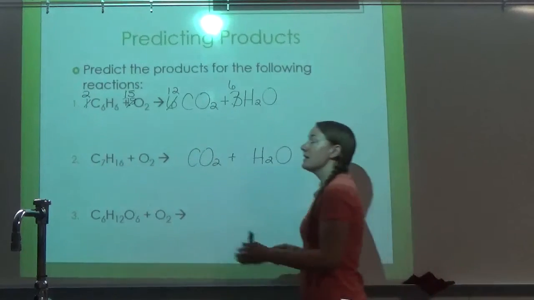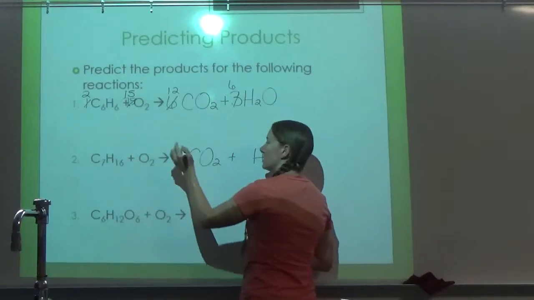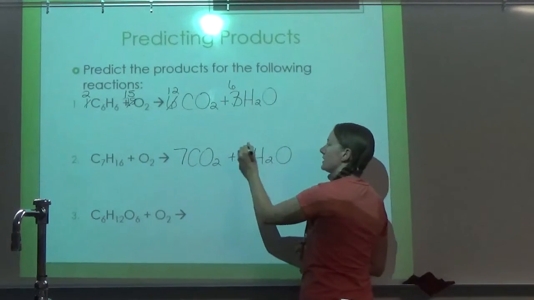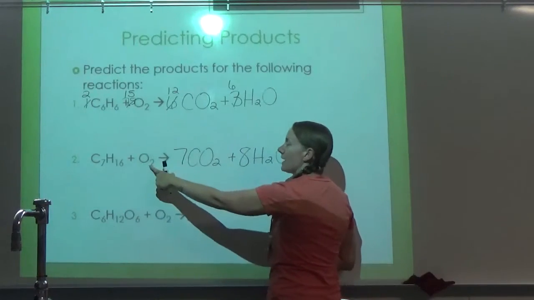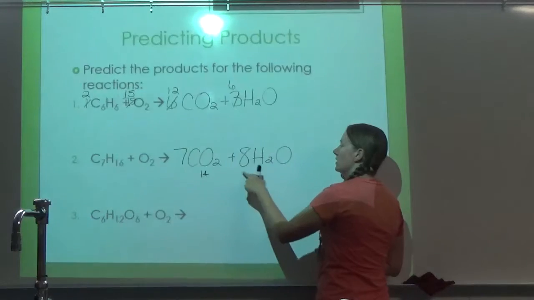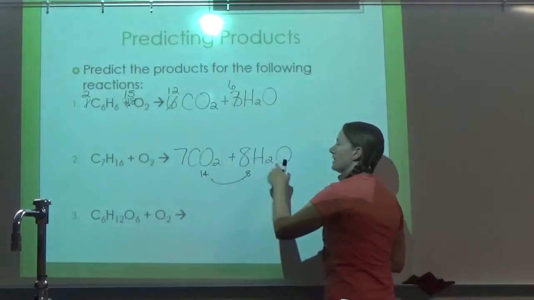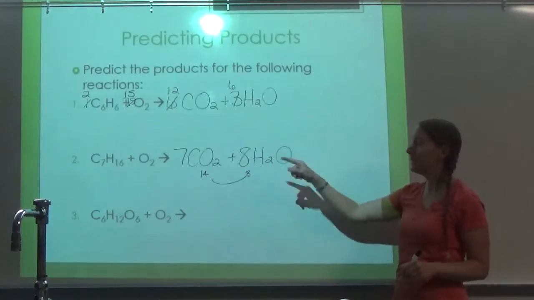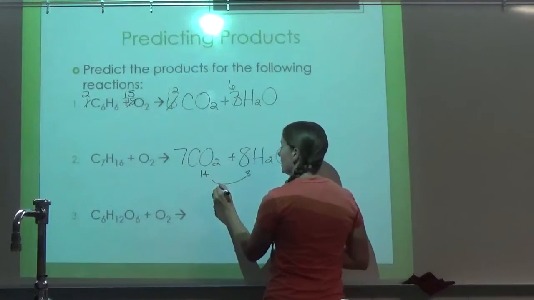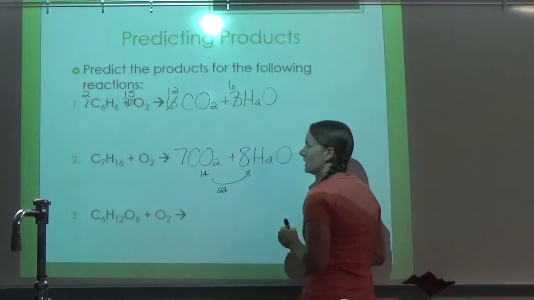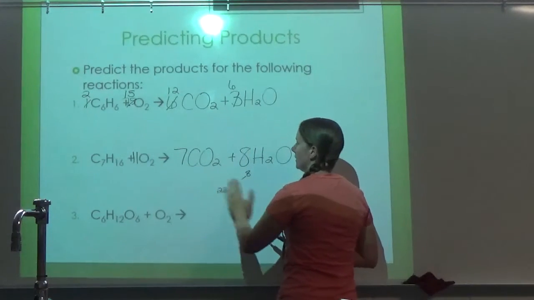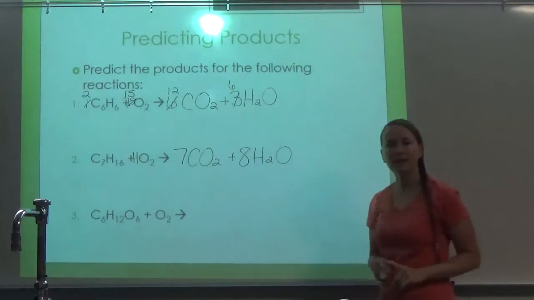All right, so we have 7 carbons here and 1 here, so I need a 7. We have 16 hydrogens. So what times 2 makes 16? 8. All right, so I have 2 oxygens. Here I have 14, and here I have 8. That's the thing you got to remember, is oxygen is in 2 places on the products. So 14 plus 8 is 22. And so what times 2 makes 22? 11.